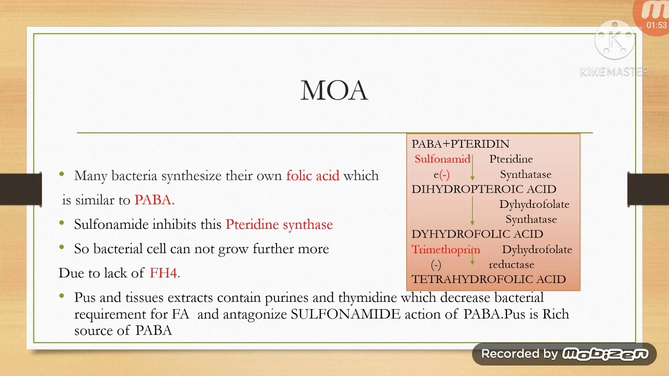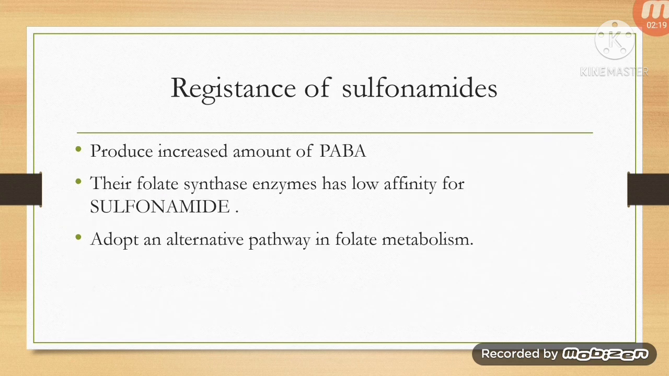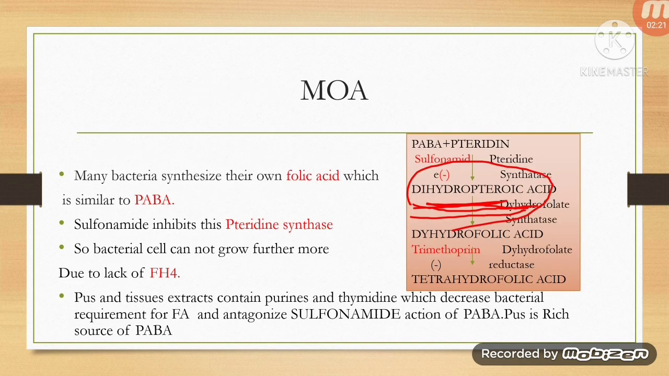Here I have given some points: many bacteria synthesize their own folic acid, which is similar to PABA, meaning para-aminobenzoic acid, and sulfonamide inhibits the pteroate synthetase. This is the pteroate synthetase, and it is inhibited by the sulfonamides. So the bacterial cell cannot grow further due to the lack of tetrahydrofolic acid.